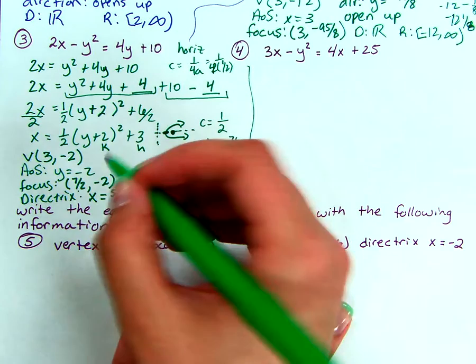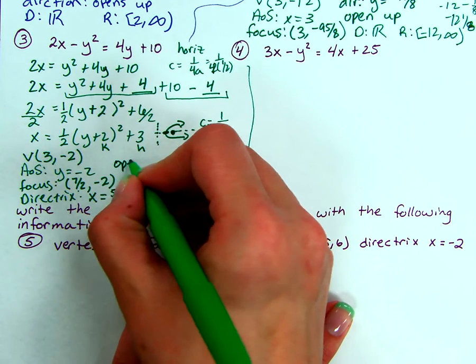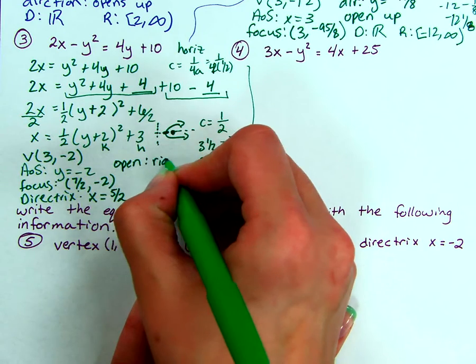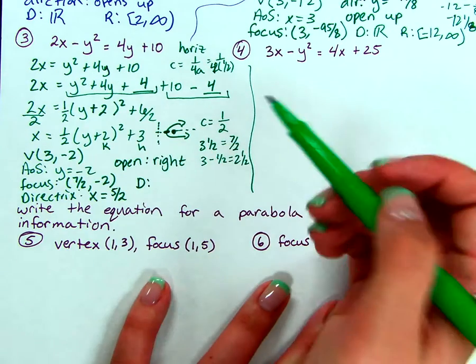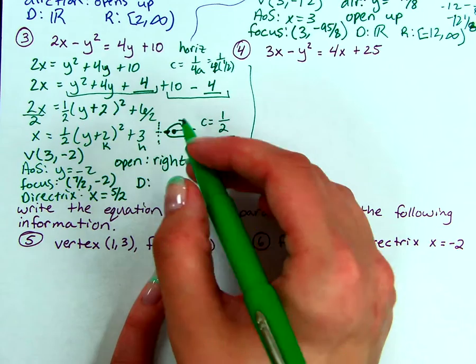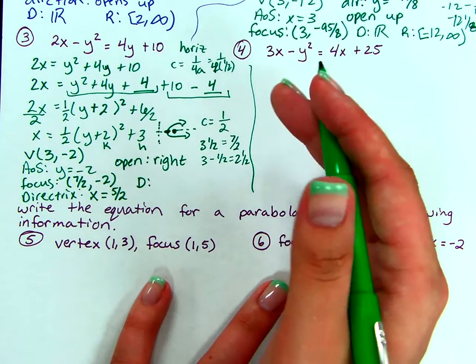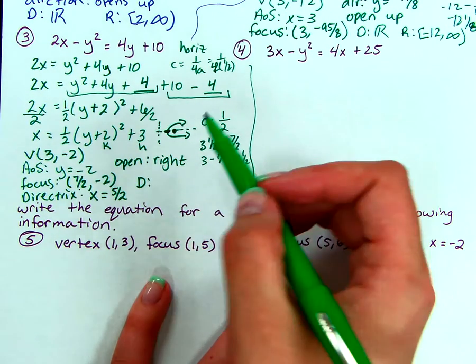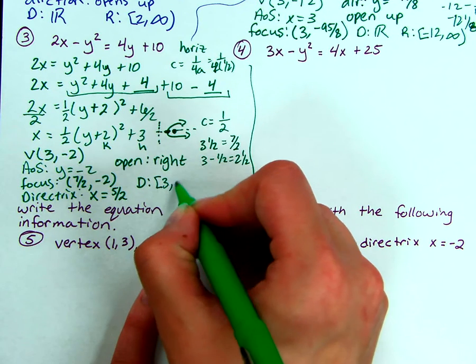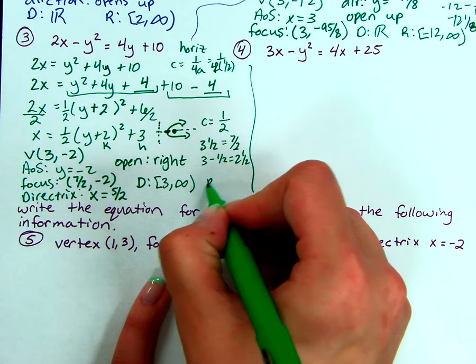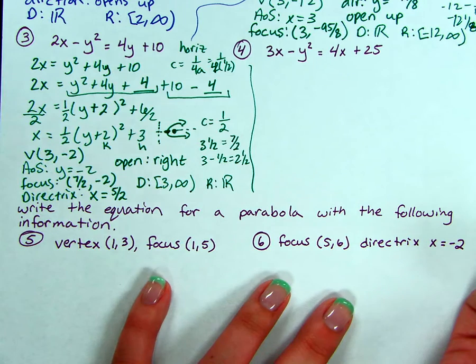And we already know our opening, so it's going to open to the right. And then the last part is the domain. Since it's opening to the right, our x values are going to have a restriction this time. So we're going to go from 3 to positive infinity. And then the range is going to be all real numbers.